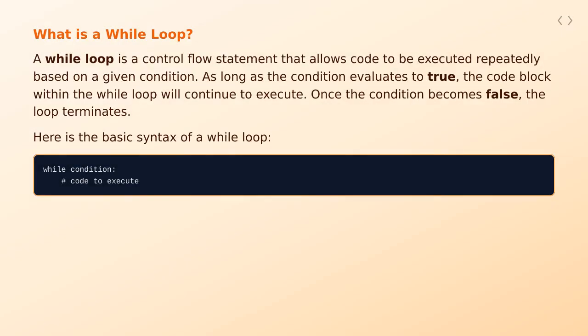This section covers what a while loop is. A while loop is a control flow statement that allows code to be executed repeatedly based on a given condition. As long as the condition evaluates to true, the code block within the while loop will continue to execute. Once the condition becomes false, the loop terminates. Here is the basic syntax of a while loop.